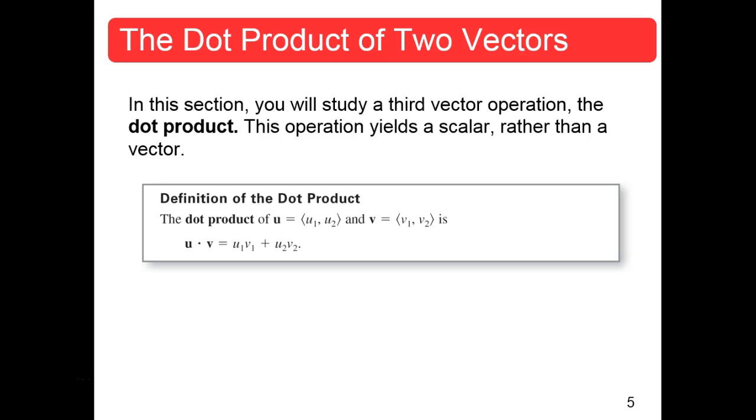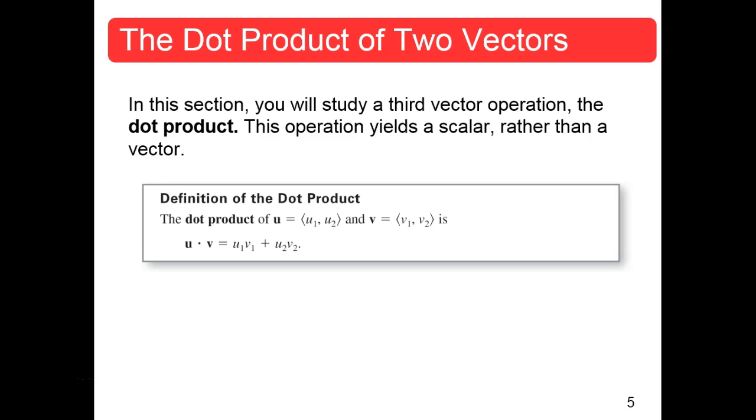Okay? So in this section, we will study a third vector operation called the dot product. This operation yields a scalar. You start with two vectors, and when you dot them together, multiply them together with a dot product, you get a scalar. Now that wasn't the same as the scalar multiplication. You multiply a scalar times a vector, you get a vector. Now we multiply a vector by a vector and get a scalar. So it's a little bizarre.